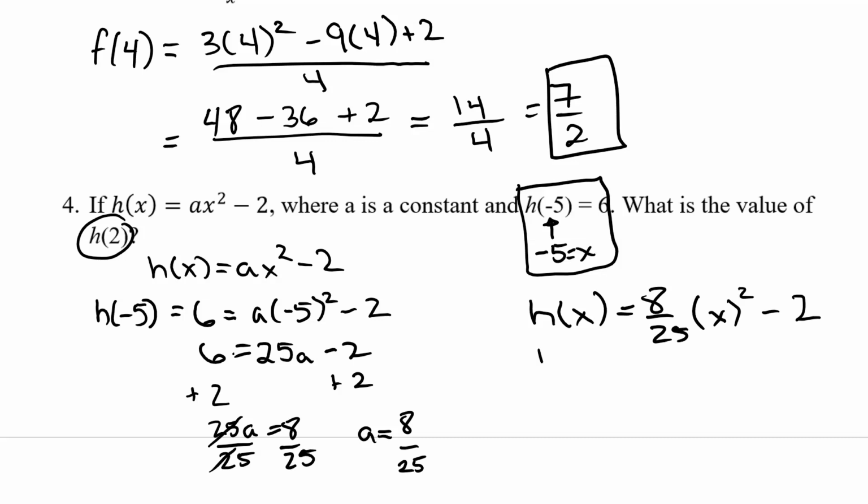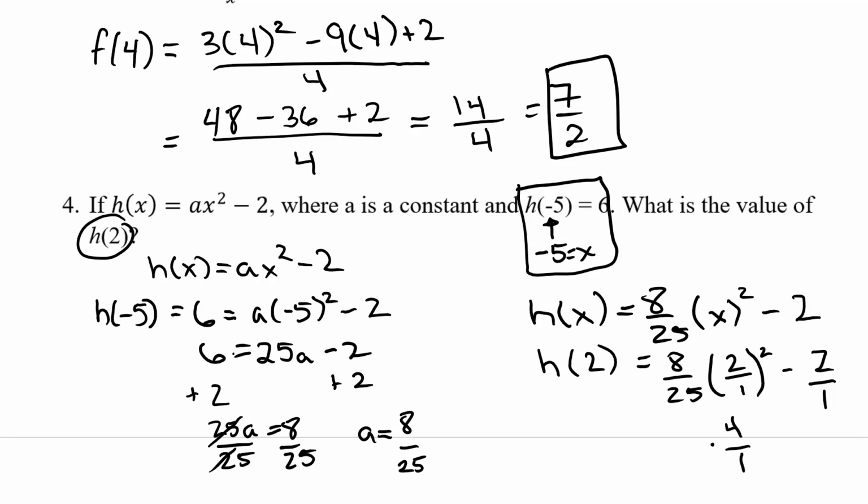All right, so we're looking for h of 2. Let's go ahead and substitute 2 in there. So we got 2 whole number, so over 1 squared minus 2. It's a whole number, so I'm going to write it as 2 over 1. 2 times 2 is 4, and 1 times 1 is 1, so I've got 4 over 1 here, times 8 over 25, minus 2 over 1.